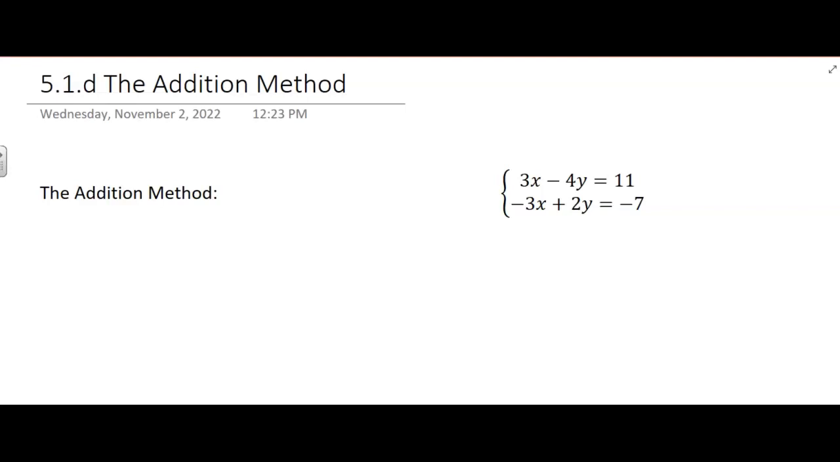Okay, so now we're going to look at what's called the addition method, or the elimination by addition method, or the elimination method, one of those phraseologies. And I'm going to give you an introduction to it here.